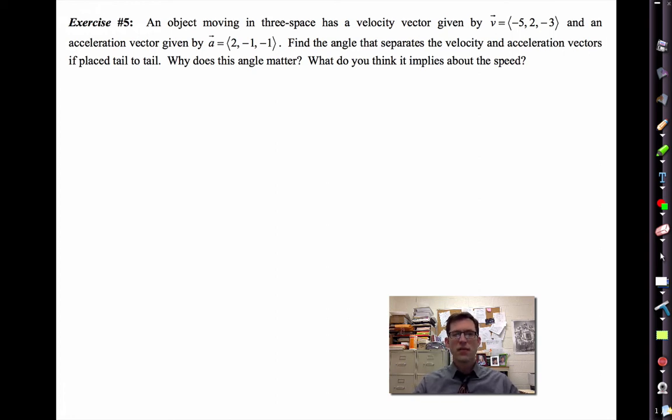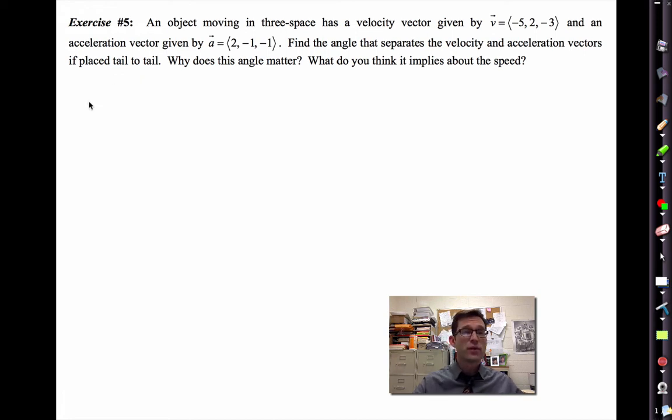Why does this angle matter? What do you think it implies about the speed? So what I'd like you to do now is take a look at what we did in exercise 4, pause the video, find that angle, and think about the other two questions. All right, let's go through it.